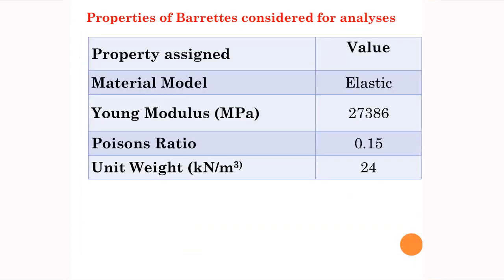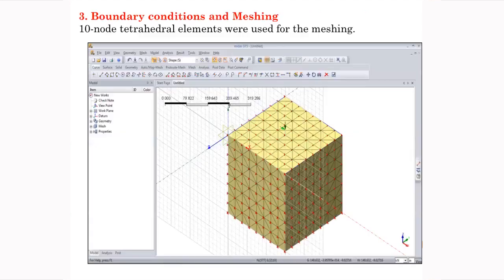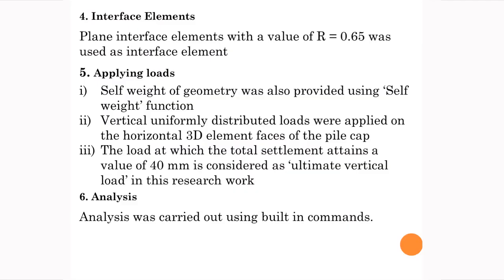These are the properties of the concrete which were assigned to the barrettes, because the piles are made of concrete. So M30 grade of concrete was considered for the piles. This screenshot shows the meshing, and 10 node tetrahedral elements were used for the meshing in the finite element analysis.